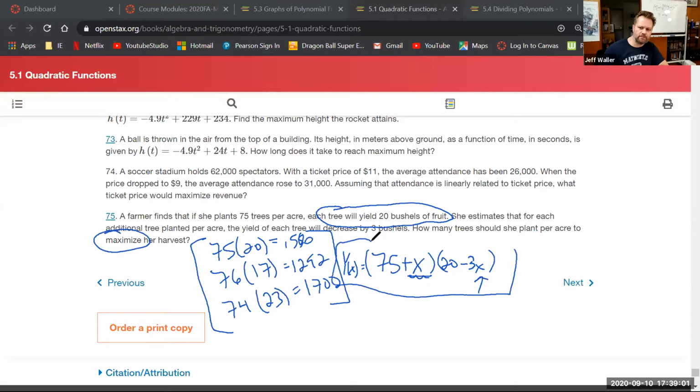Yeah, so now this is quadratic. It doesn't matter that it deals with bushels and trees and acres. It doesn't matter anything. Now I can look at it purely mathematically. It's quadratic. I can multiply this out, use the shortcut. Are you guys, is that all right? You guys with me?